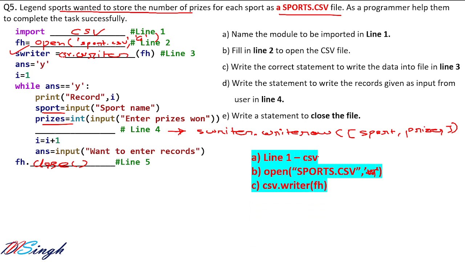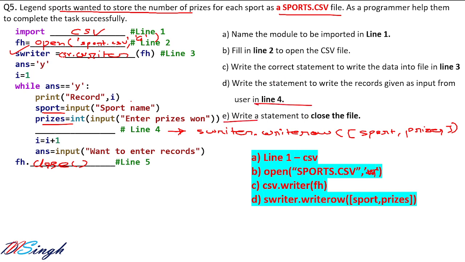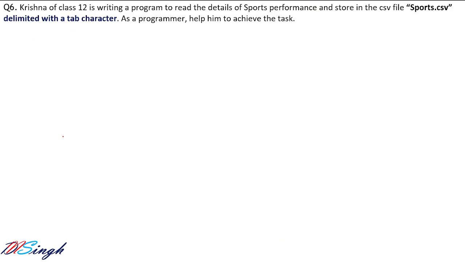Going ahead, next is the writer object at line number 3. At line number 4, what are we going to write? We are going to use the writerow function at line number 4. At line number 5, we are going to close the file using the close function. I hope you understood this particular question. Move ahead to the next question.